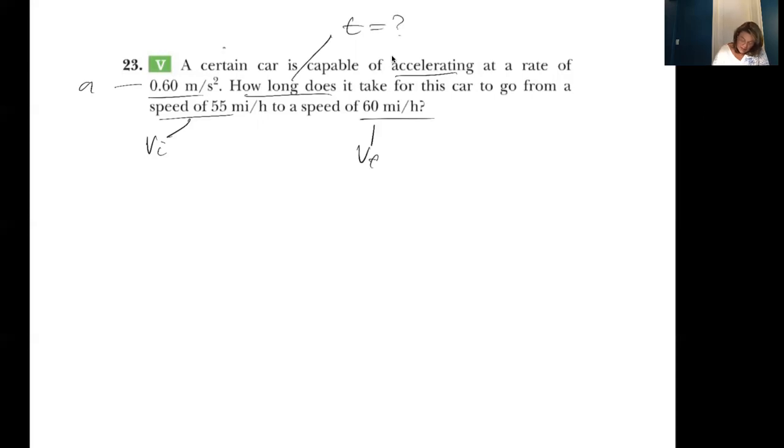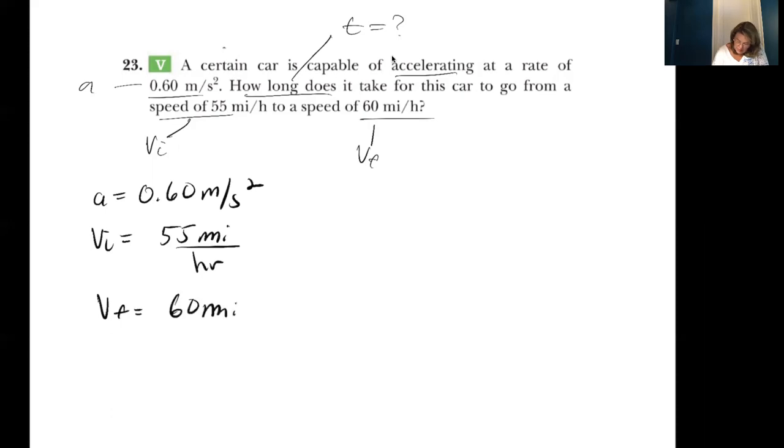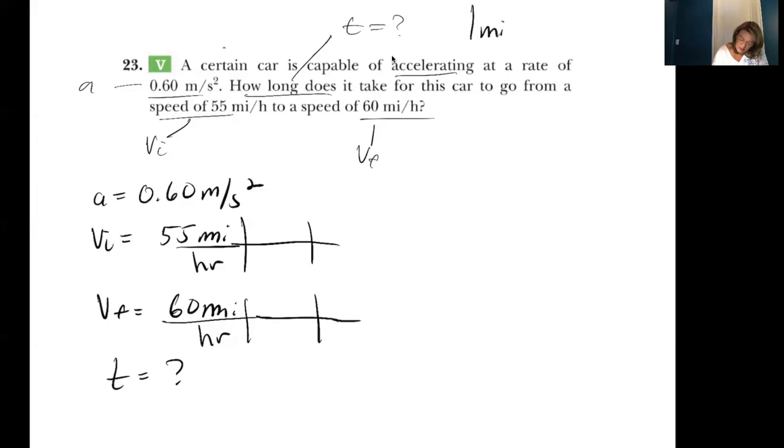And so I have acceleration equals 0.6 meters per second squared. I know the initial velocity is equal to 55 miles per hour. I know that final velocity is 60 miles per hour, and they want to know how much time. First thing I have to do is convert, and I looked up and found that 1 mile per hour is equal to 0.447 meters per second.